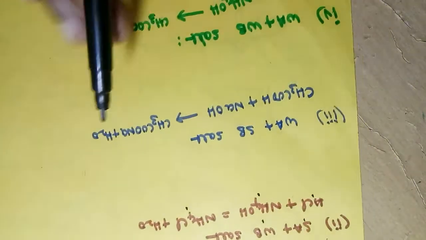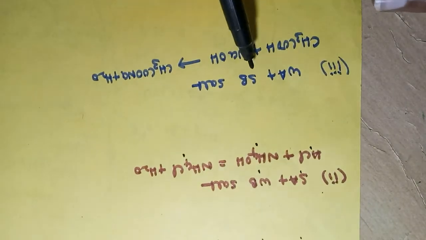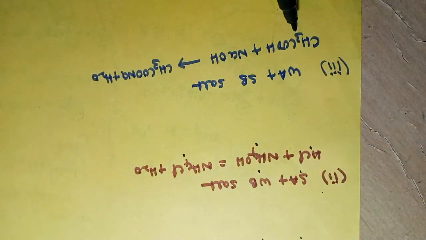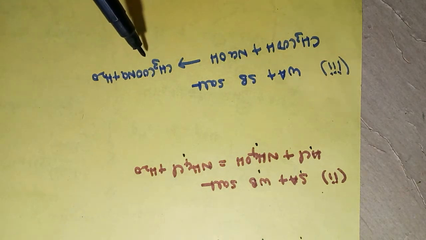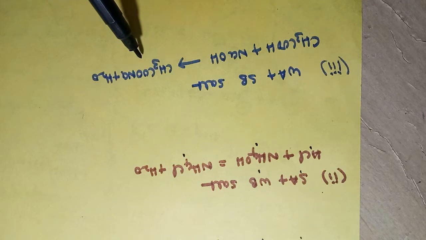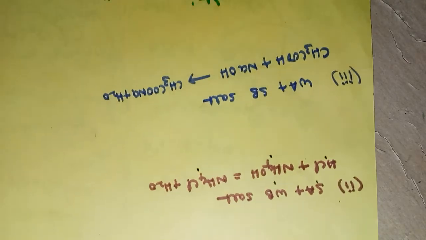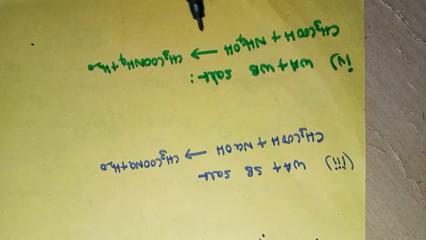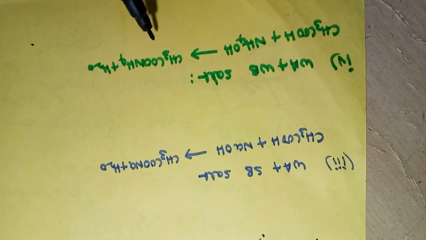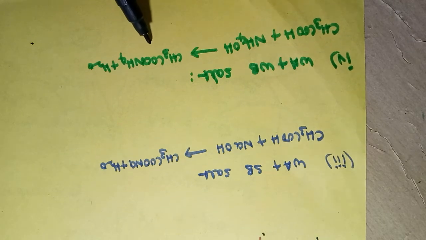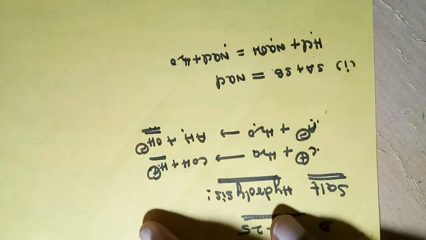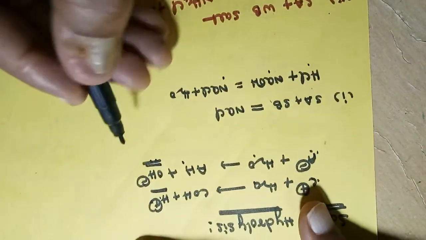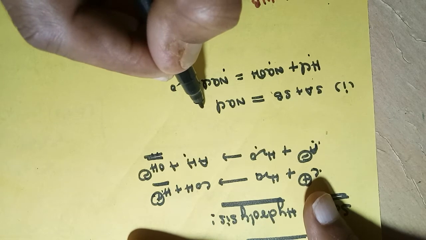The next one is the weak acid strong base salt. The weak acid is CH3COOH and NaOH is the strong base, so CH3COONa is the salt of a weak acid and a strong base. The next one is the weak acid weak base salt. CH3COOH is a weak acid and NH4OH is a weak base, so CH3COONH4 is a weak acid weak base salt. Now let us see how each of these hydrolyzes.